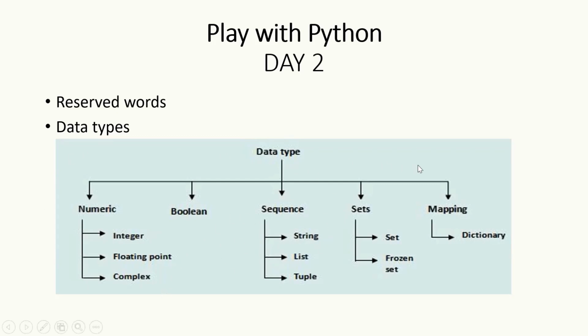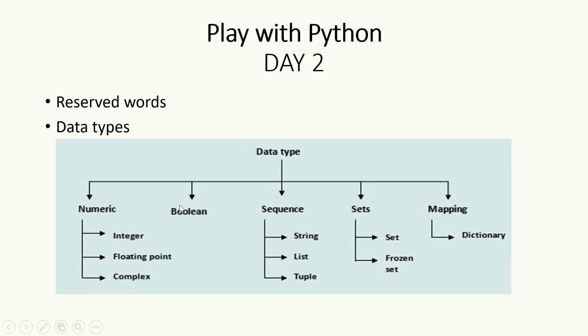We will be seeing just an overview of all the data types today, and from the next session on, we will be seeing each and every data type in detail. I just broadly categorize the data types into five types. One is numeric data type, where we have some basic data types like integer, float, and complex numbers. All the numeric data types are in one category.